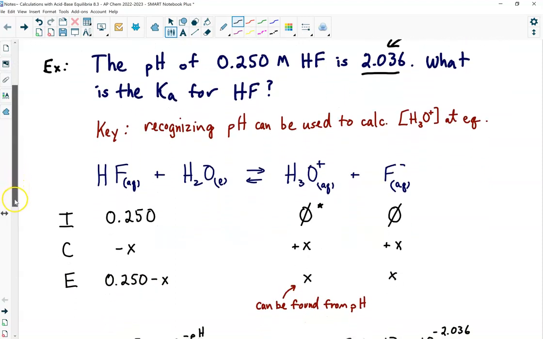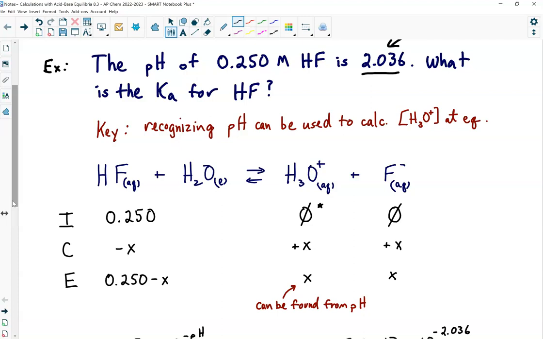Let's scroll down and see. So you write as usual, you have a weak acid, you're going to write the equation for the dissolution. It's going to make H3O plus and F minus. And then you do your ice table. Well, initially, all there is is the HF. There's no hydronium and no fluoride. Now, I have a little star there. I'll talk about that in a second. But what's going to be the change?